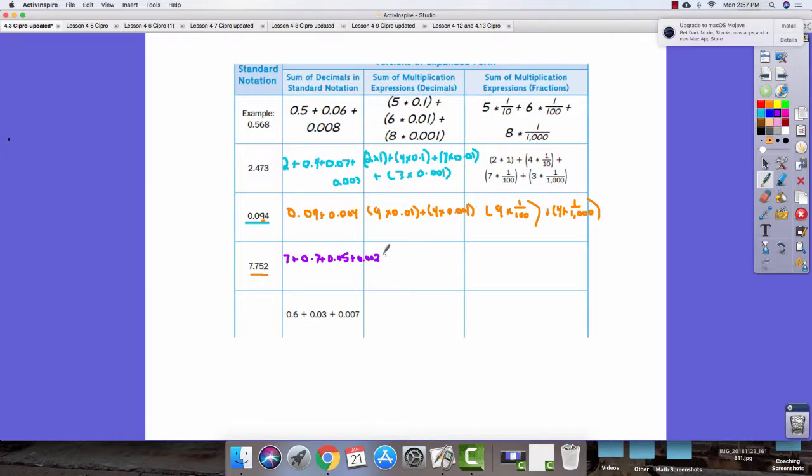Now let's put this 7 and 752 thousandths. Let's write as a sum of multiplication expressions using decimals. So I can do 7 times 1, it's in the ones place, plus 7 times 1/10 plus 5 times 100th plus, and I'll put my 2 times 1,000th down here, okay? And then my very last step I can do as a fraction. So 7 times 1 plus my 7 times 1/10 as a fraction plus 5 times 100th plus, and I'll finish up down here, 2 times 1,000th.